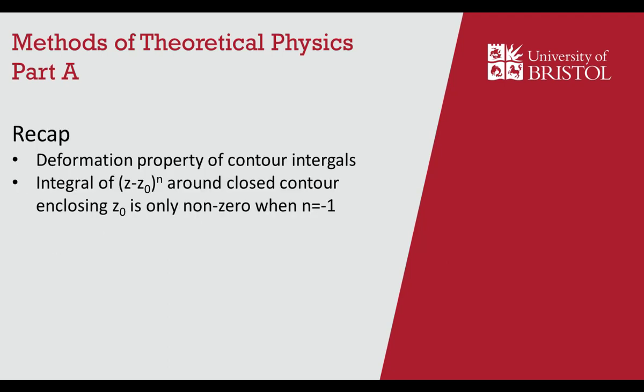As a recap of what we covered in the previous video, we looked at the deformation property of contour integrals, and we saw that the value of such integrals does not change on deformation of the contour through regions where the integrand is analytic. We also looked at the specific example of the integrand (z minus z0) to the power of n, and the integral of that around a closed contour that encloses the point z0 was shown only to be non-zero when n equals minus 1. And the significance of this will be explored further in topic 7 later in the course.